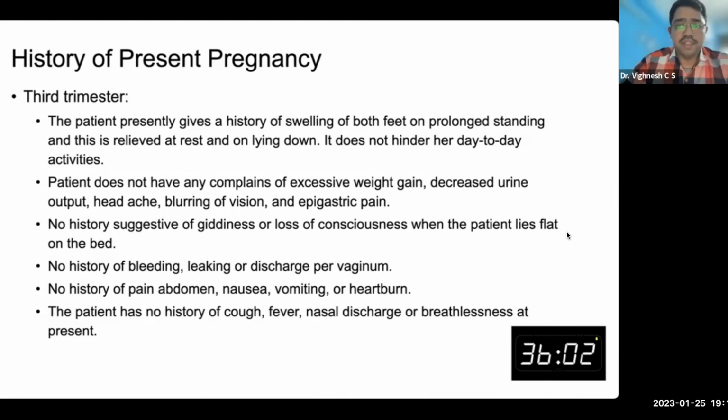Sir, in the first trimester, she did not give any history of excessive vomiting. As far as anesthetic implications are concerned, if I am dealing with a first trimester patient for non-obstetric surgery, then I would look for any signs of hypovolemia and so on. The patient presently has no history of cough, fever, nasal discharge, or breathlessness.